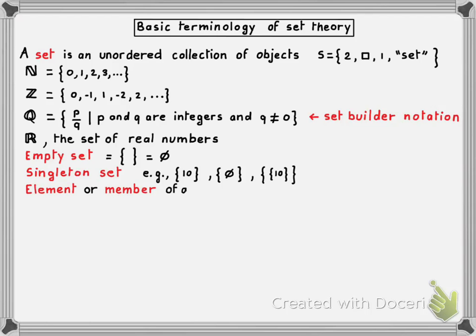By the way, I've been using that term for a while, so let's write it down. We call the element or a member of a set one of the objects that are contained in the set. For example, the number 10 here is an element of the singleton set containing only 10. And this is the symbol we use to represent set membership. So on the right-hand side must be a set, and on the left-hand side must be an element or member of the set on the right.